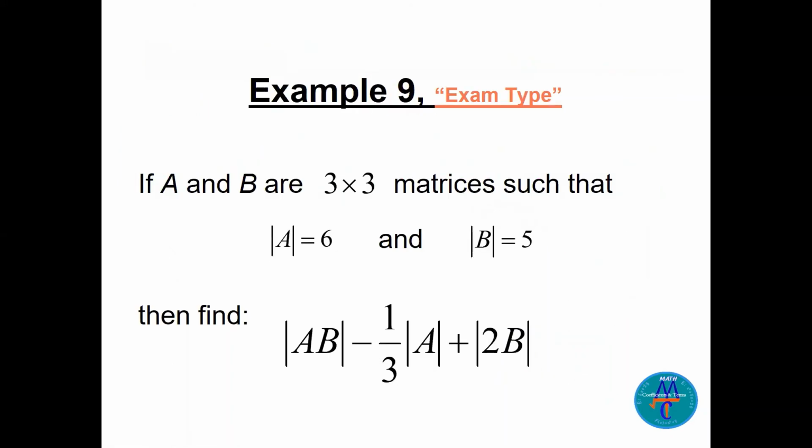Example 9 is really also nice. A and B are matrices 3 by 3. Determinant of A is 6, determinant of B is 5. Let's find the determinant of AB, -1/3 determinant of A plus determinant of 2B. Now be careful about this. You multiply the matrix B by 2 first, then you find the determinant.